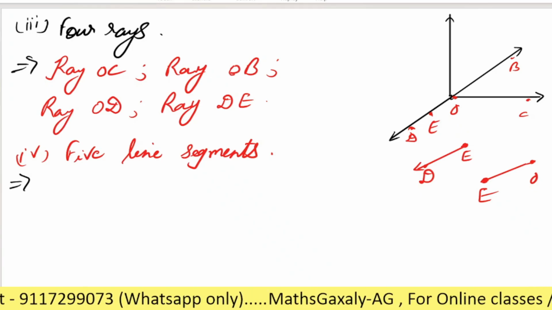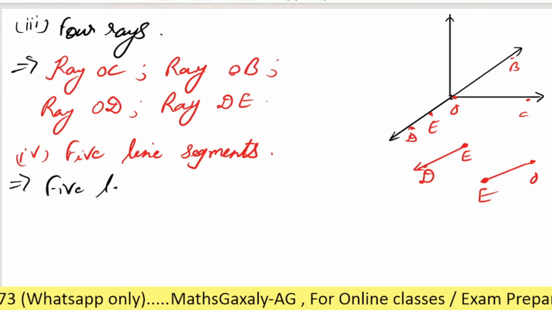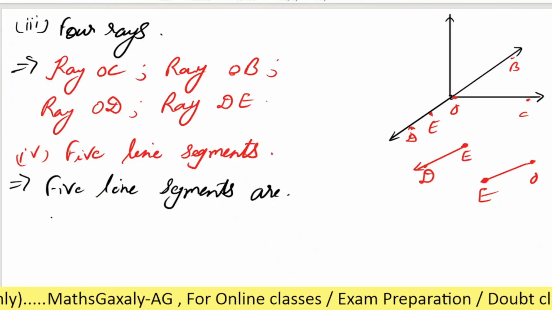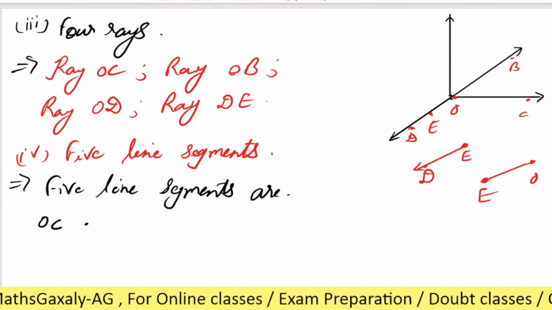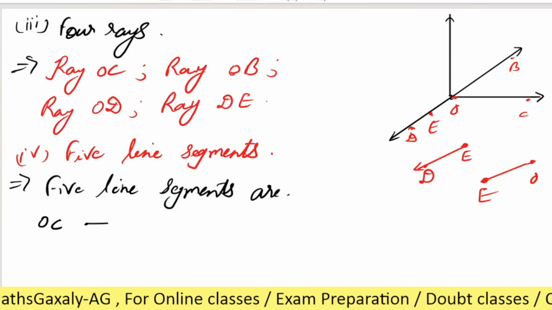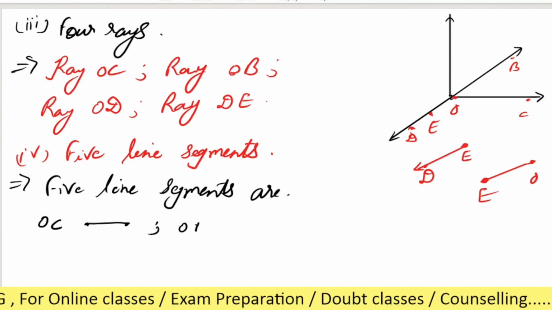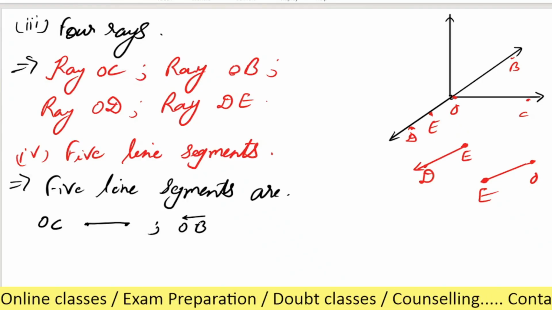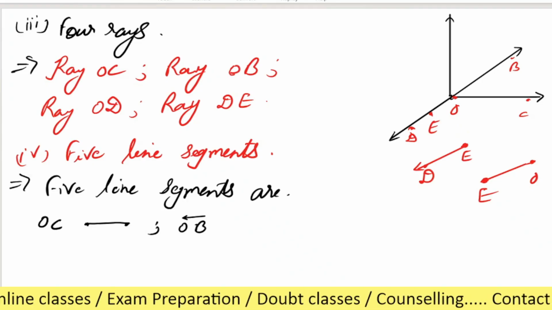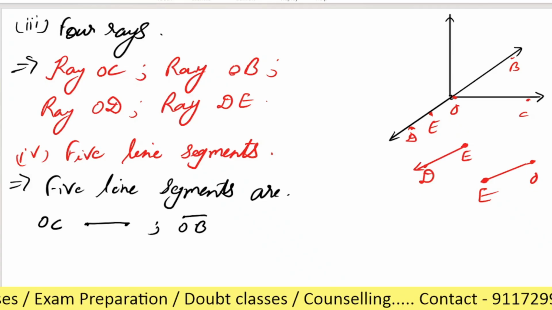So it will be like this. Line segments are, see here, OC. It will be like this. After that OB, or you can draw the line segment here above it. OC above it.